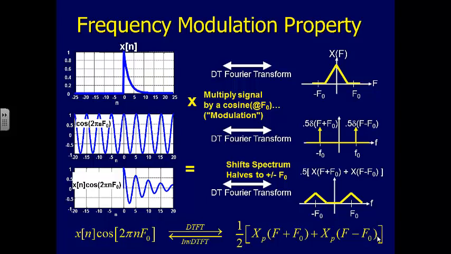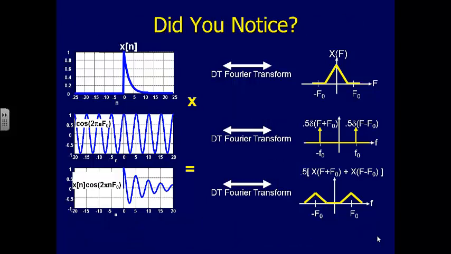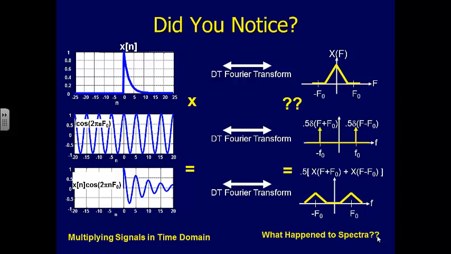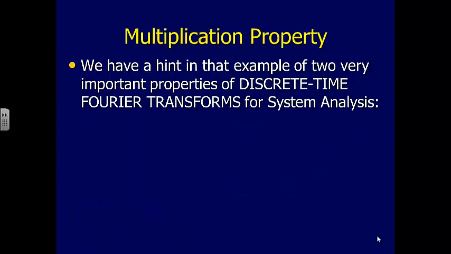Now, that's not so useful. Well, it's useful if you start multiplying things by cosines. More useful is the dual of this. What happened when I multiplied these two time functions? What happened to the spectra? What operation did I do to them? I convolved them, just like in continuous time systems.